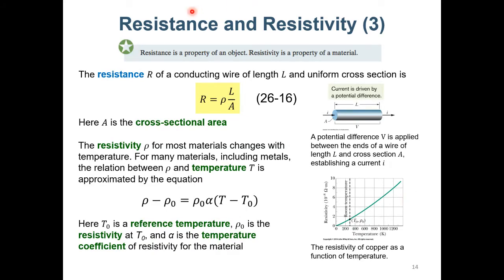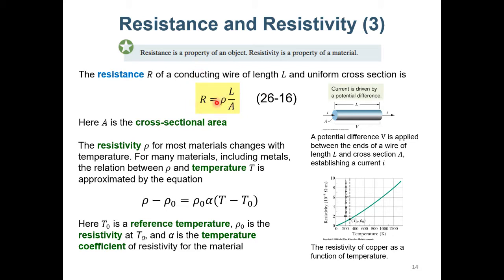In this case, we can have a formula for how to calculate the resistance, given the geometric topology. Resistance is a property of an object. Resistivity is a property of a material, as I just mentioned in the previous slide. The resistance R of a conductor of length L and uniform cross section is R equals rho times L over A. I suppose you may have learned it in high school.